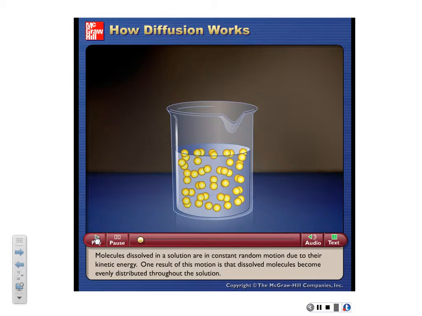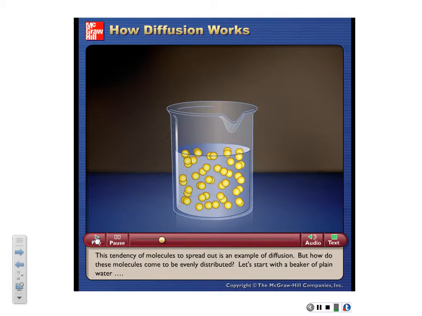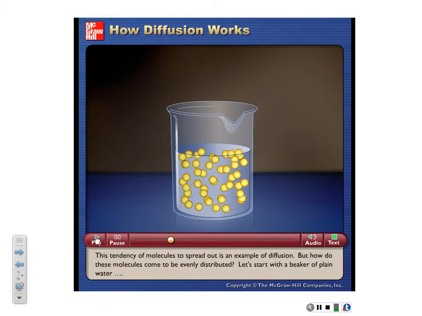Molecules dissolved in a solution are in constant random motion due to their kinetic energy. One result of this motion is that dissolved molecules become evenly distributed throughout the solution. This tendency of molecules to spread out is an example of diffusion. But how do these molecules come to be evenly distributed?